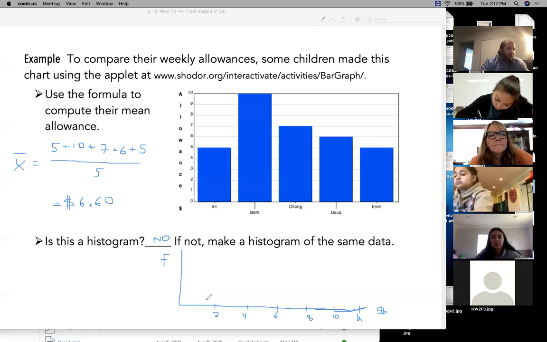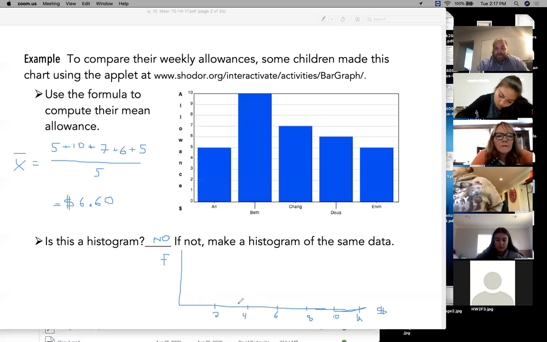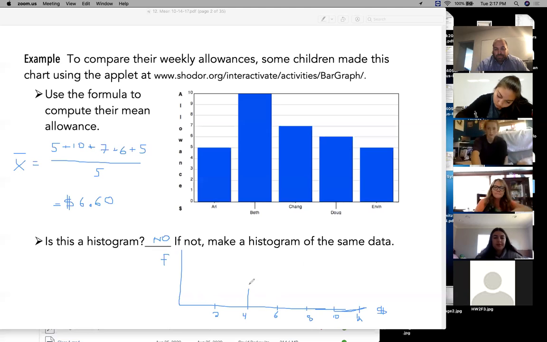How many allowances between 0 and 2? Not everyone at once now. How about from 2 to 4? How about from 4 to 6? 2 of them. 5. Right? 2 of them.